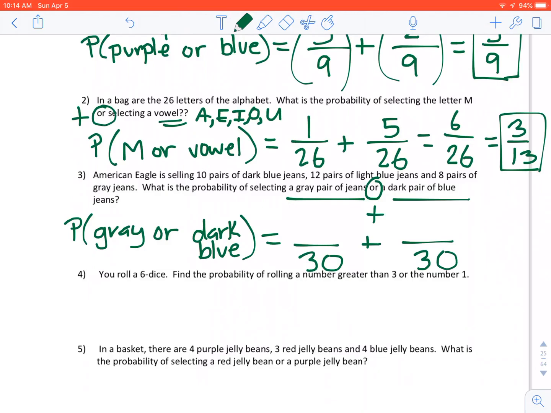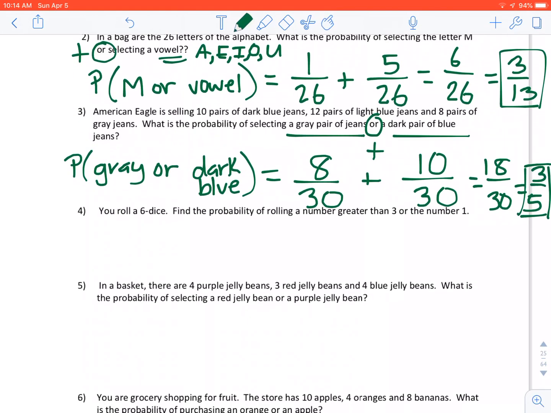The gray pair of jeans, there are 8. The dark blue jeans, there are 10. Okay. So we're going to add those together. You have 18 out of 30, which reduces to 3/5. Okay, so there's a 3/5 chance of selecting gray or dark blue jeans.